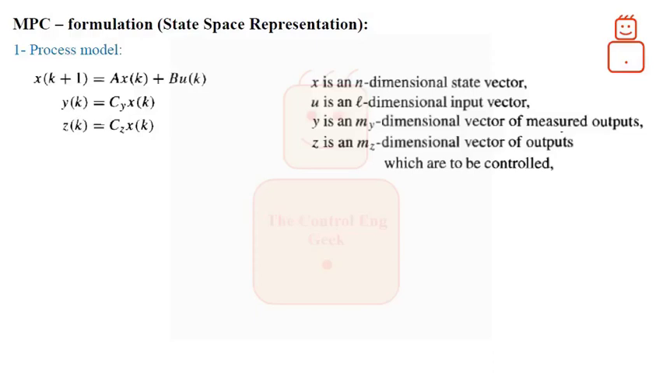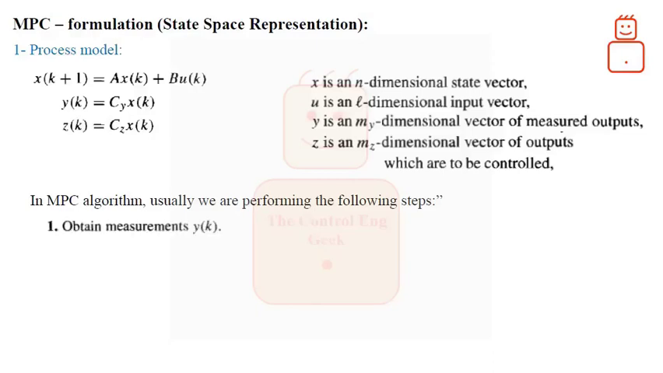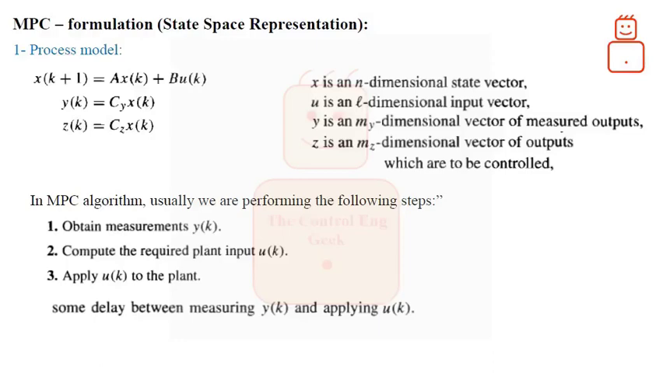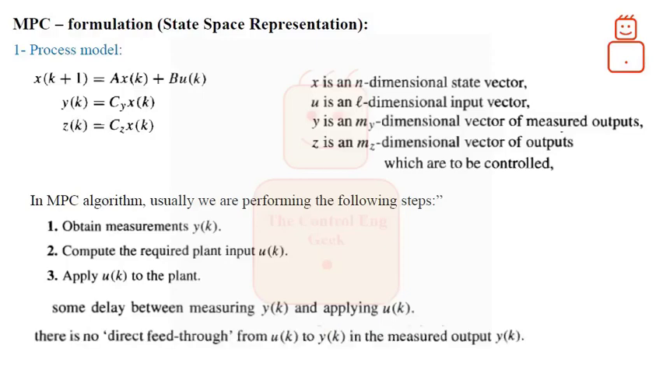In an MPC algorithm, usually we are performing the following steps: obtain measurements, which is the output vector y of k; compute the required control action vector u of k from some computational algorithm; and inject the control vector u of k into the process. Performing these steps results in some delay between measuring the output y of k and applying the computed control vector u of k. This is the reason behind not including a direct feed-through in the second equation above between u of k and y of k.